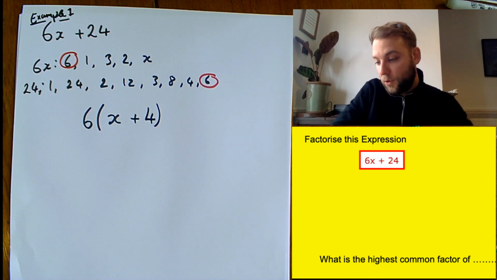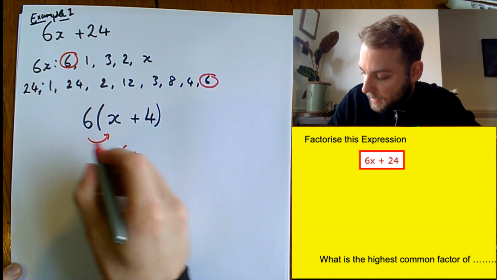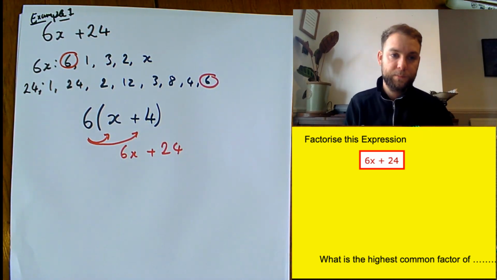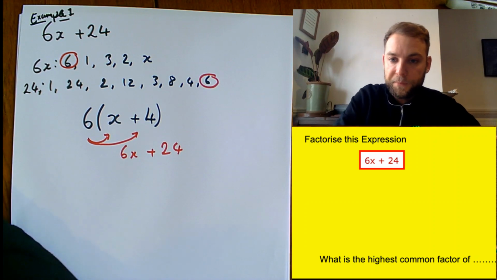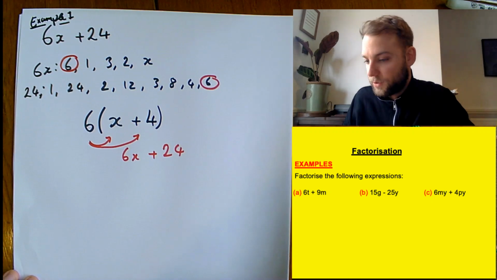Now you can, if you want, check that by expanding it out. 6 times by x is 6x. 6 times by 4 is equal to 24. That's example 1 done. So let's have a go at these 3 examples here.